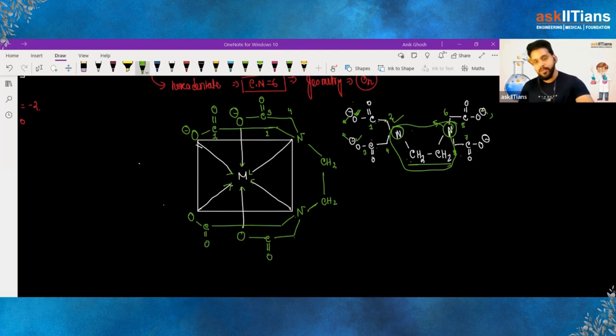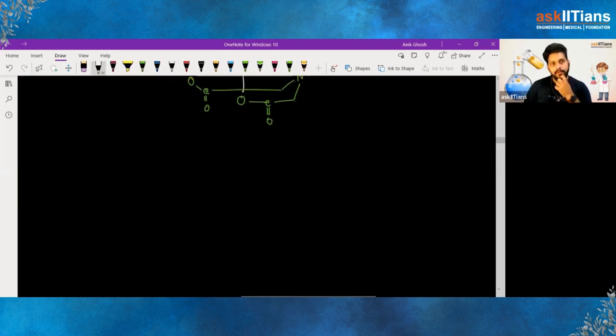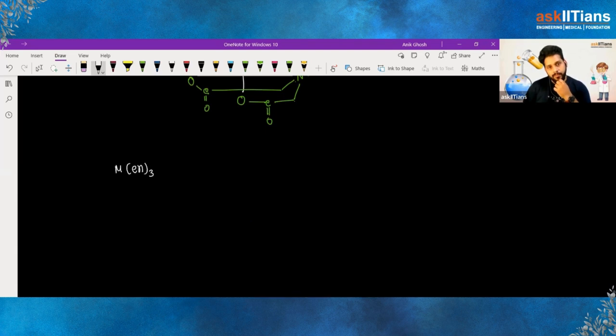Let's say we are drawing an M(en)3 complex, the ethylene diamine complex. How would you do it? Ethylene diamine is a bidentate ligand. 3 of them are there, so the total coordination number is 6. That means it's an octahedral system. Correct, guys?